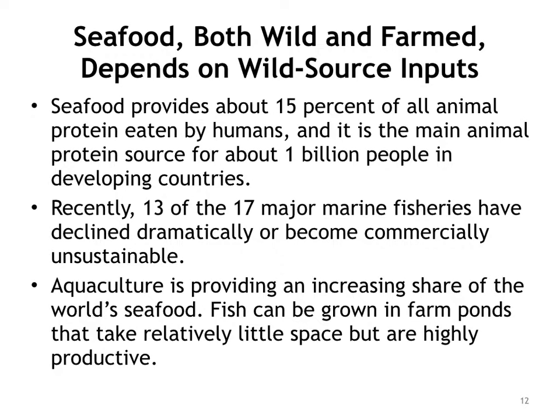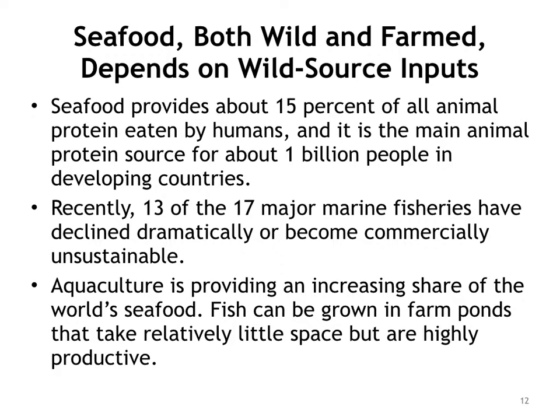According to the United Nations, 3/4 of the world's edible ocean fish, crustaceans, and mollusks are declining and in urgent need of managed conservation. Aquaculture is providing an increased share of the world's seafood. Fish can be grown in farm ponds that take relatively little space but are highly productive. For cultivation of plant-eating fish such as tilapia, these systems can be very sustainable. Cultivation of high-value carnivorous species such as salmon, however, threatens wild fish populations which are caught to feed captive fish.